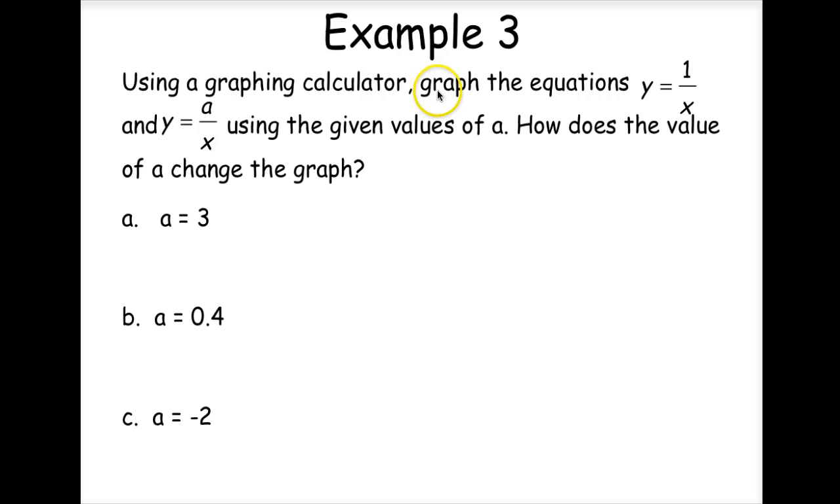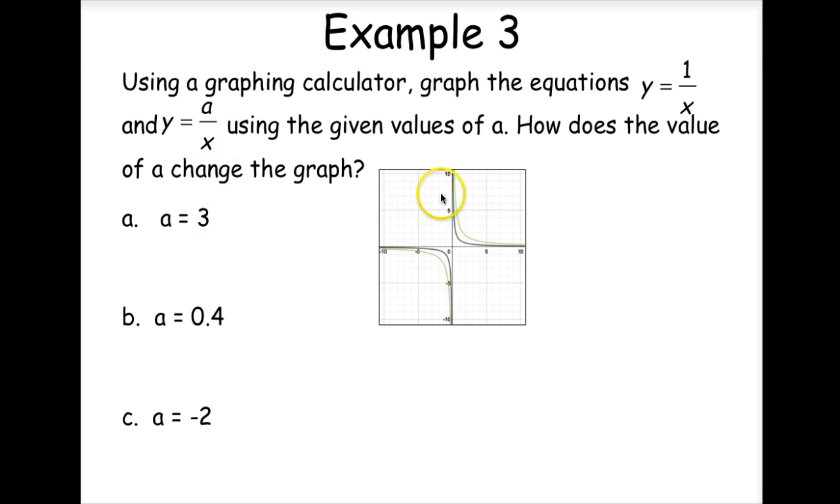Use a graphing calculator. Graph the equations y equals 1 over x and y is equal to a divided by x. We're going to do different values for a. How does the value of a change the graph? So first of all, y1, put in 1 divided by x. y2, let's put in 3 divided by x and compare the 2 branches. What we see here is that a equals 3 stretches the graph by 3.